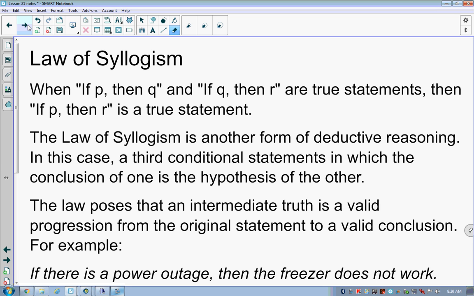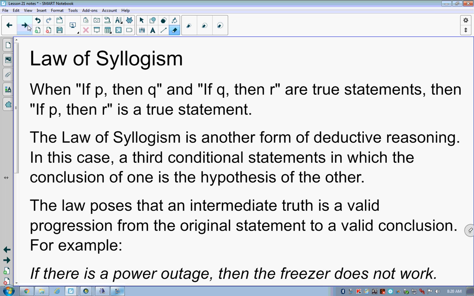So if we have A, B, and C, then we're going to have three variables. If P, then Q, and if Q, then R are true statements, then if P, then R is a true statement. Essentially, if A equals B and B equals C, then A equals C. You got to stay with me, Jose.